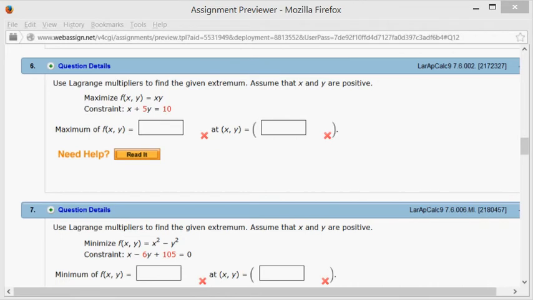Alright, let's look at the homework 7.5, 7.6, problem number 6. So we want to maximize this function f of x comma y equals xy subject to this constraint x plus 5y equals 10. Alright, so let's do that.